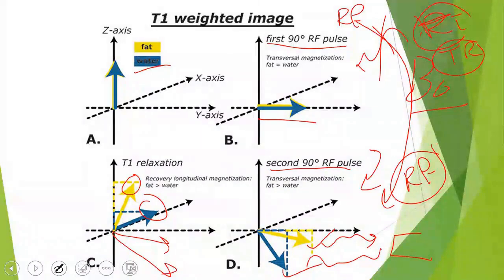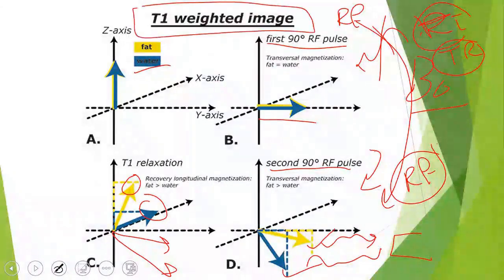The goal is to create a difference in magnetization between fat and water. How do I achieve this? You should not wait too long, because if you do, both will return and become the same. No, I want to wait a short time. That's why they say if you choose a long TR, you will significantly reduce this gap and the difference.